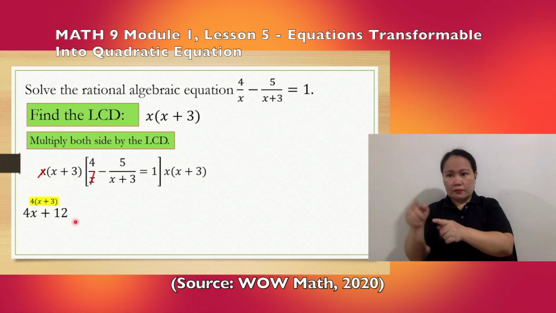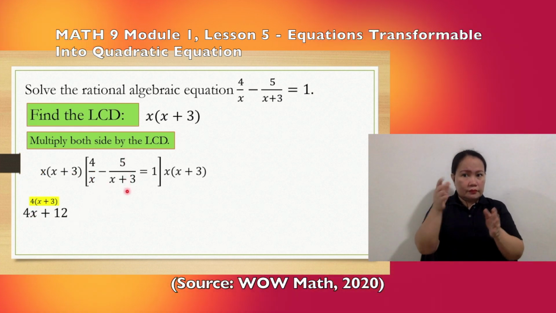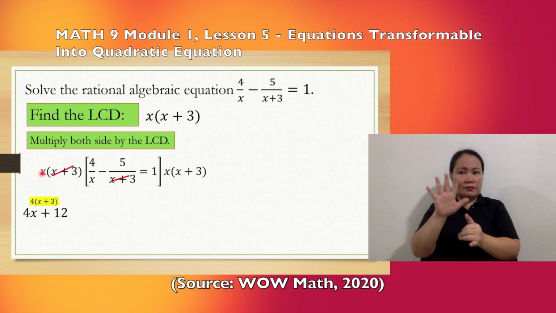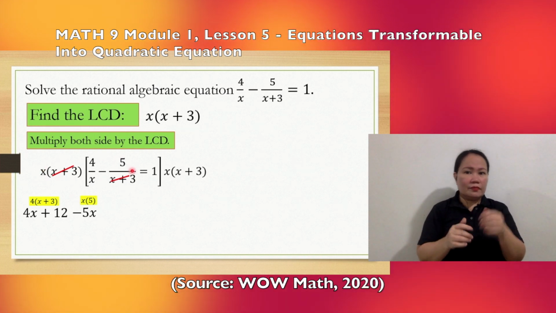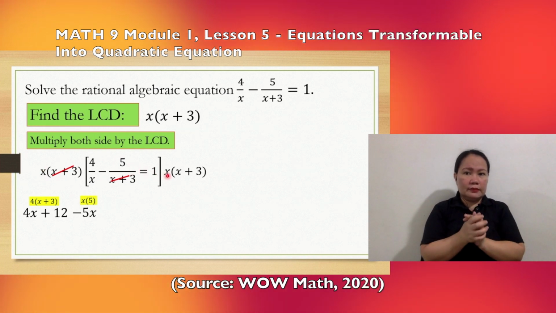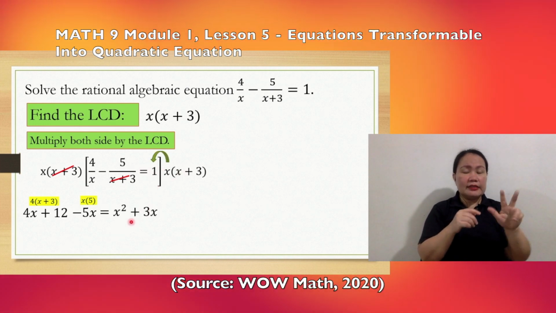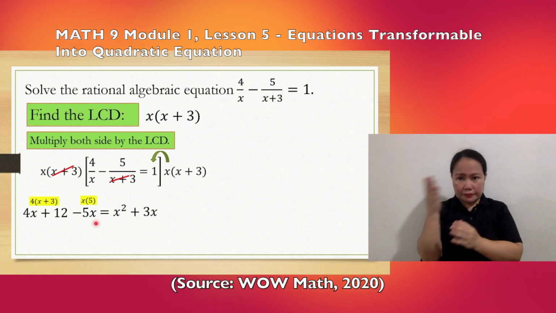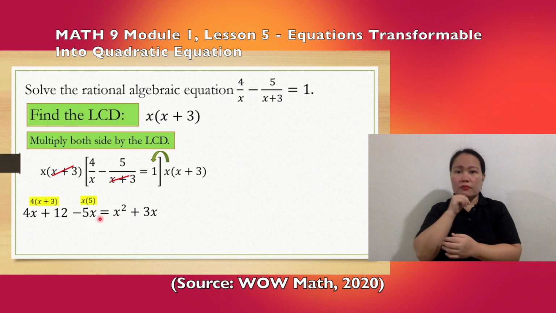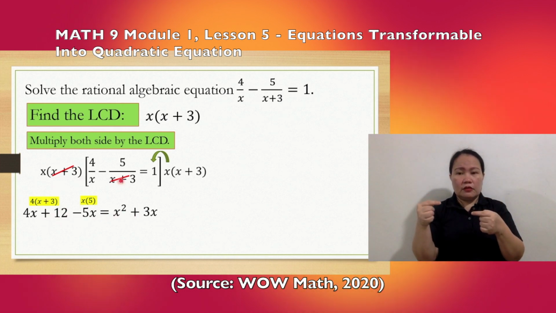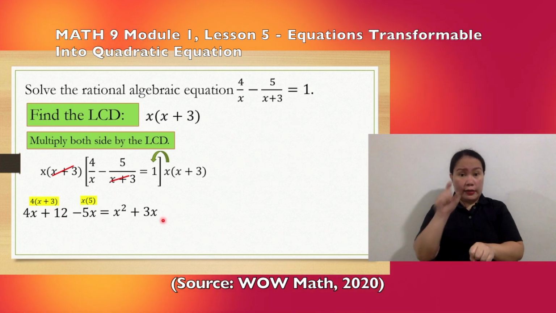Sunod naman, i-multiply natin yung LCD kay 5 over x plus 3. Makakancel natin si x plus 3, may iwan si x. Multiply kay negative 5, so the answer is negative 5x. Dito sa kabilang side, multiply natin itong LCD kay 1, so the answer is x squared plus 3x. So, in this case, yung x squared natin, para maiwasan natin na mag-negative siya, lahat ng nasa left side, ilipat na lang natin dito sa right side para hindi na tayo magkaroon ng negative sa x squared natin.